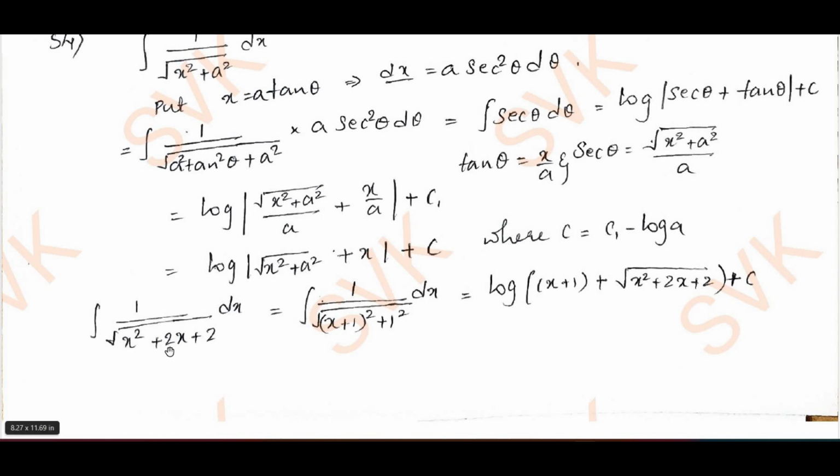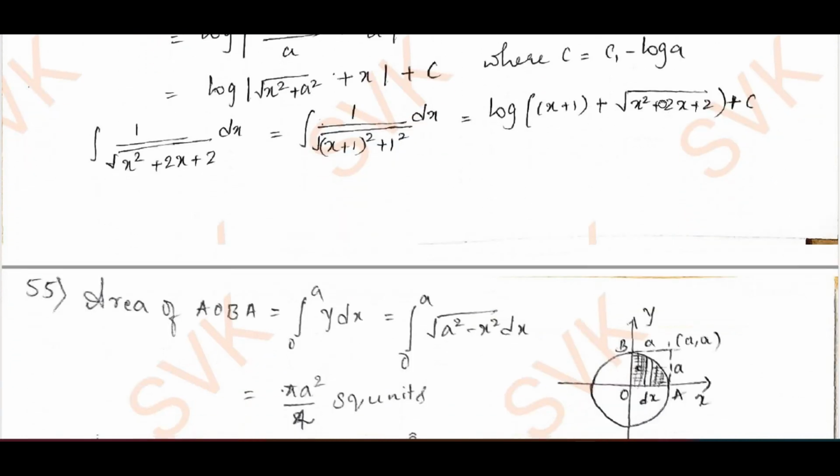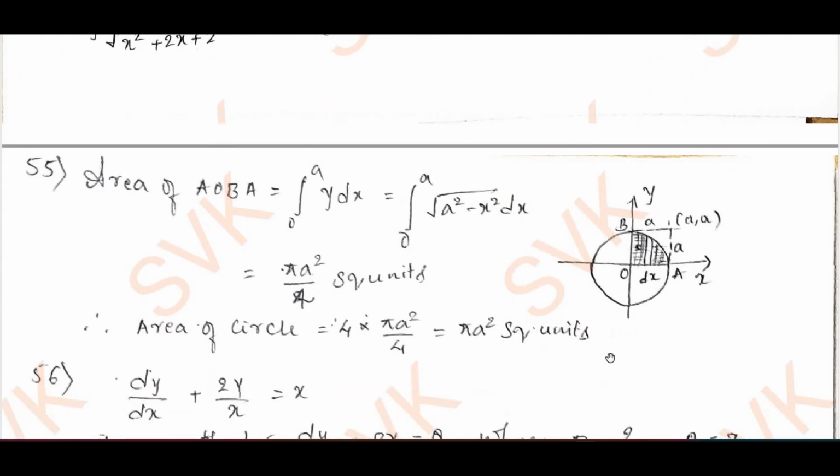Then we require to find the integral value of this. So to find the integral value of this, go with the completing the square method. I have done the completing the square method. I have got x plus 1 the whole square plus 1 in the denominator. Integrating this value, I am going to get log of x plus 1 plus square root of x square plus 2x plus 2.